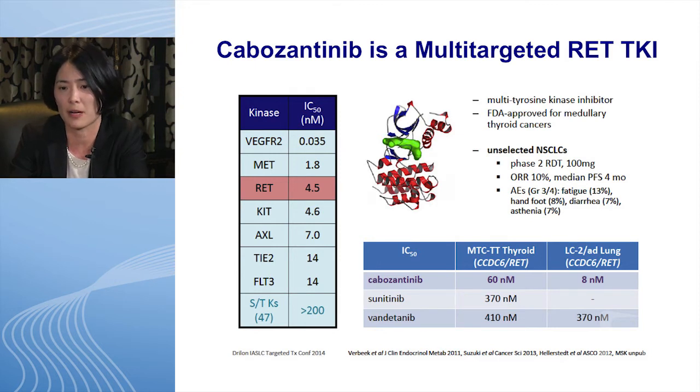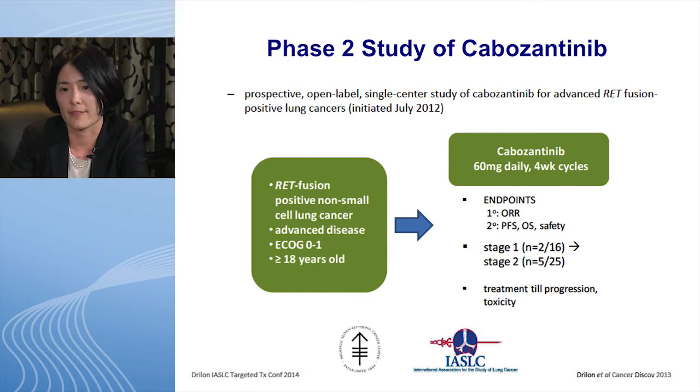This is a nice study that was published by Dr. Drilon at Sloan Kettering. Cabozantinib is a multi-targeted tyrosine kinase inhibitor that does inhibit RET in addition to other kinase targets as shown here. And Dr. Drilon and his colleagues undertook a phase 2 study to examine the activity of cabozantinib, specifically in patients who were identified as harboring a RET rearrangement. So here's the design of the phase 2 study. All of these patients had to have documented RET fusion, and they enrolled on cabozantinib at 60 milligrams per day.